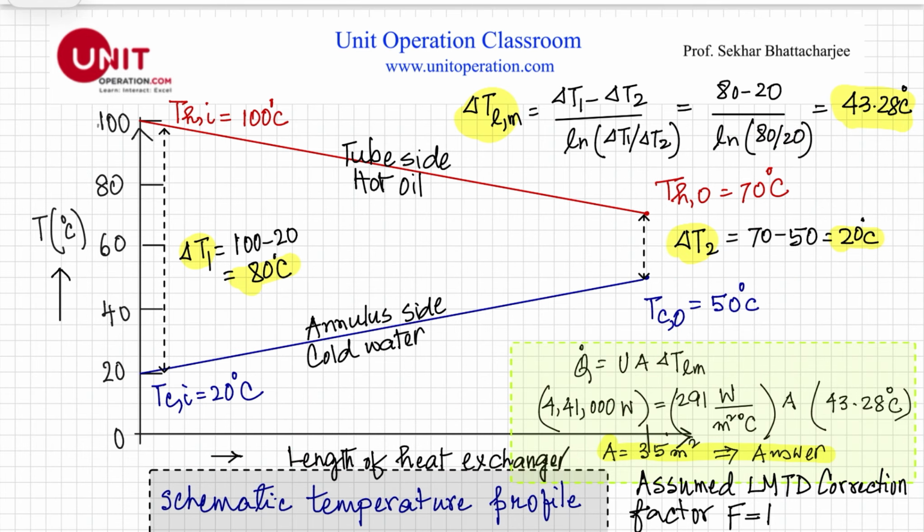Next, the delta T1 at the entry side is of course 100 minus 20, that's 80 degrees Celsius, and delta T2 is of course 20 degrees Celsius here. We can easily calculate delta T log mean, and we know Q dot is equal to U A delta T LM, and that is also very standard. So we can calculate the value of A. That becomes 35 meters squared, assuming, of course, the correction factor is equal to 1. And again, this is a schematic temperature profile. So the answer is 35 meters squared.